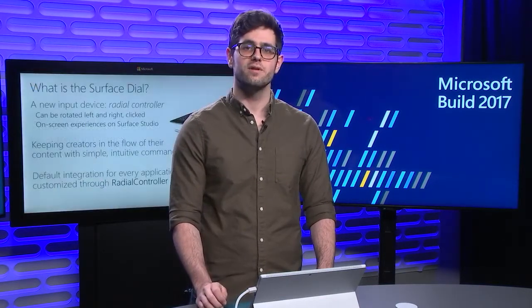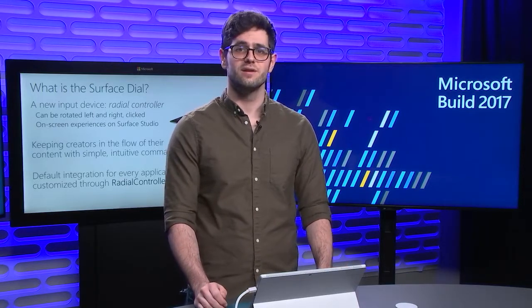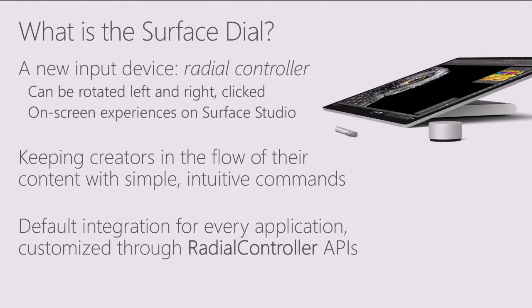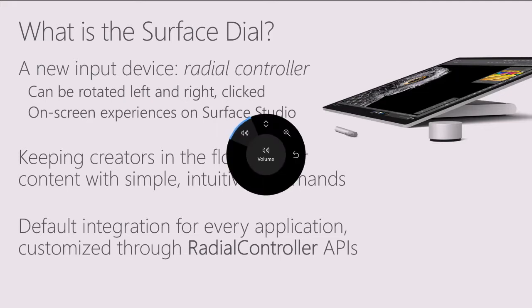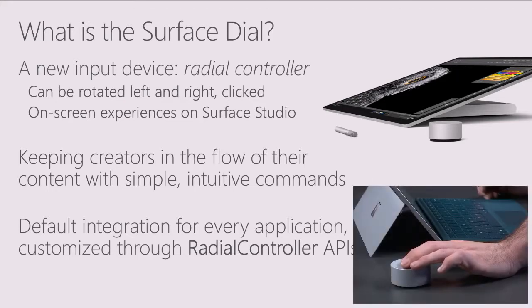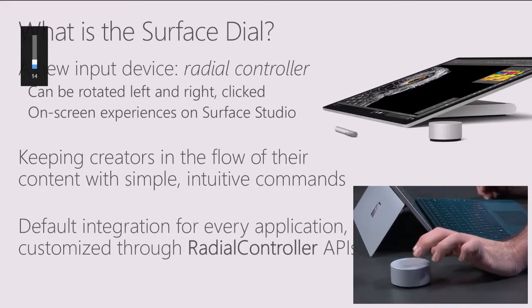So to start off, what is the Surface Dial? The Surface Dial is a brand new input device, a radial controller. It can be rotated to the left or right, and it can be clicked by the user. When I click on my Surface Dial, we can see that a menu will appear, giving me a range of options that I can select. For example, I've selected the volume tool. Now I can change the volume on my system to go down or to go up.